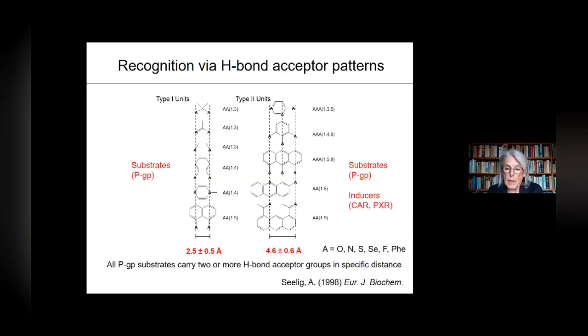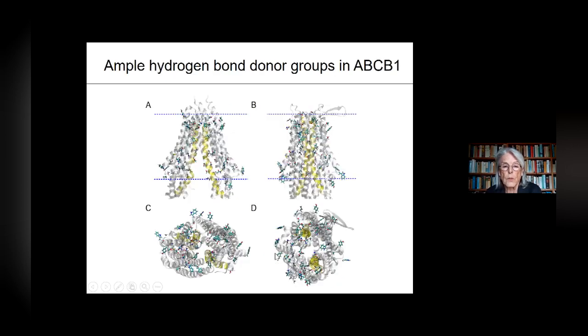Now, this is a very early slide, which just shows the distances between the patterns. We have 2 types of patterns, a type 1 pattern with 2.5 angstrom and a type 2 pattern, the inducer pattern, with 4.6 angstroms. What are these patterns good for?